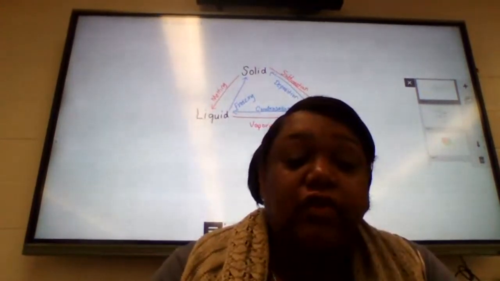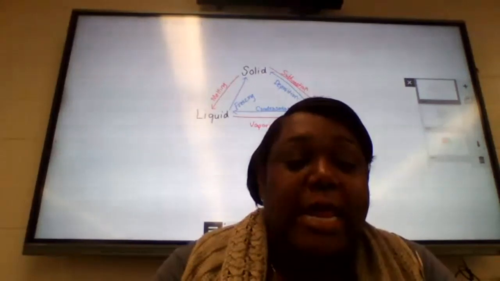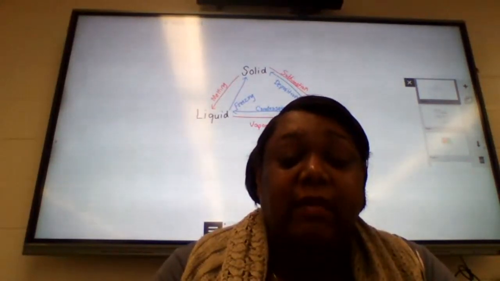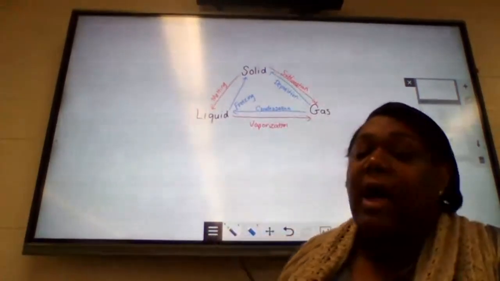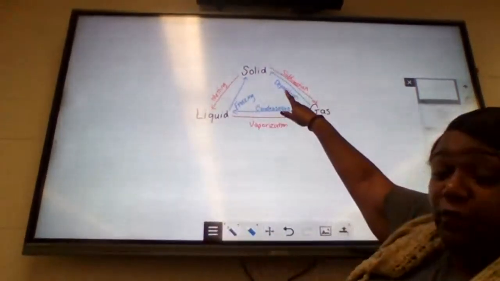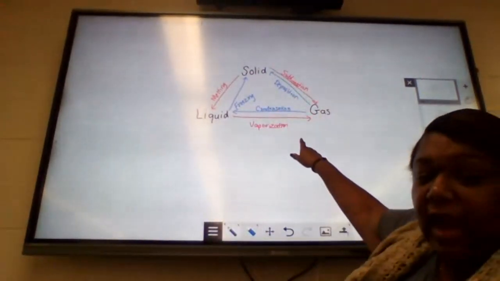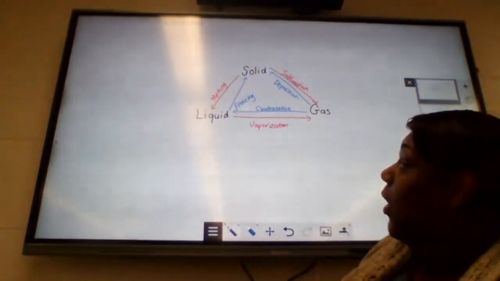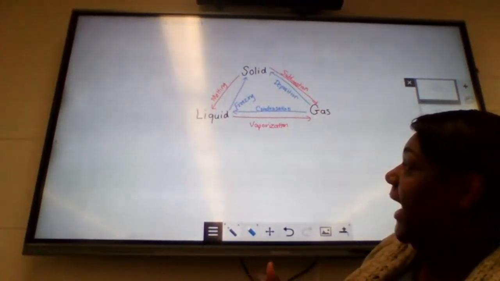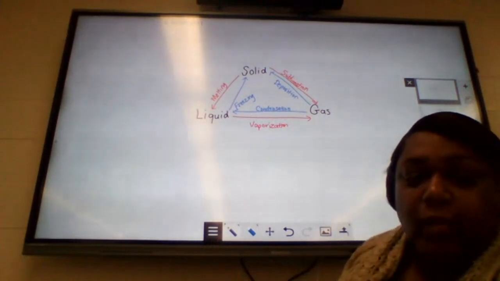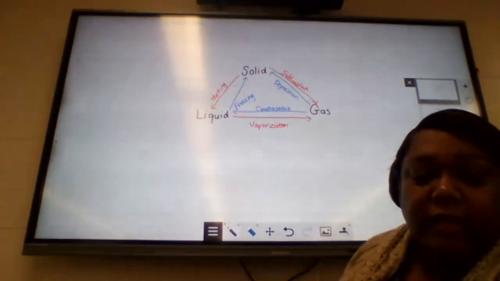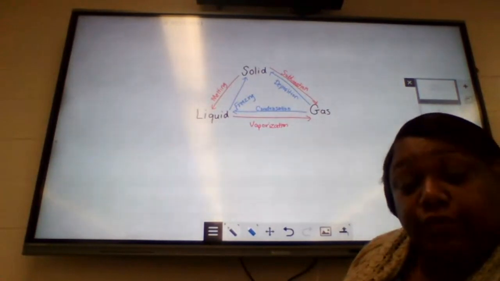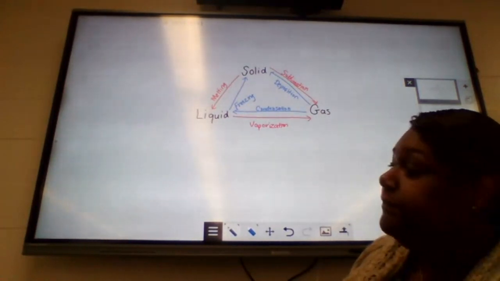Now, one of the things that you're going to talk about in this chapter is how you move between these different phases. So you can see behind me, our three different phases are our solid, our liquid, and our gas. Notice when we want to go from a liquid to a solid, we call that process melting. Your book also refers to that process as fusion or fusing.